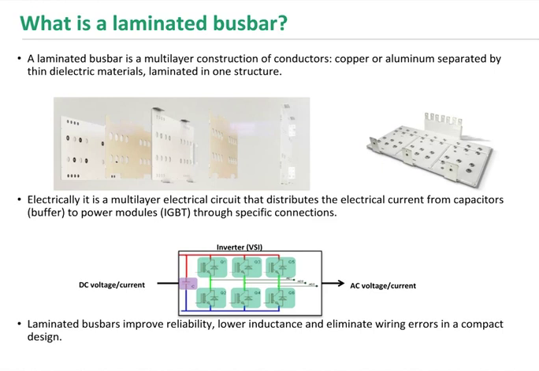It is as well a low inductive element and used in high voltage systems. From the electrical point of view, the busbar is a kind of multi-layer electrical circuit, and of course its structure is used to connect, on one side, capacitors and the IGBT modules through specific connections. So if you look at this electrical schematic, this red and blue line that goes to the IGBT modules and to the capacitors, this will actually be the busbar. So busbars overall improve reliability, lower inductance, and from a practical point of view they eliminate wiring errors in the inverter.